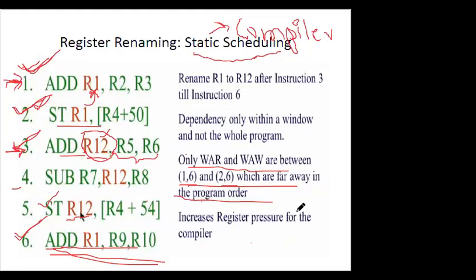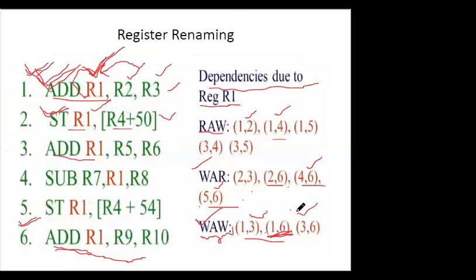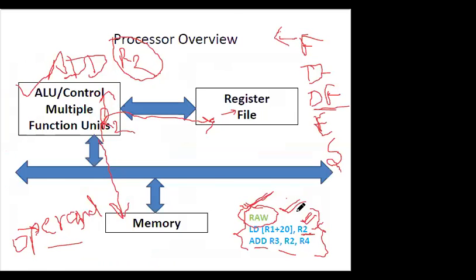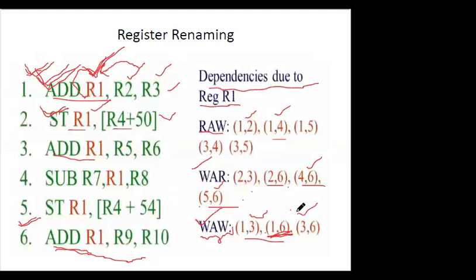So this was a part of static scheduling, and static scheduling is being done by the compiler. So there were two processes: one was operand forwarding, the other one was register renaming, to solve these hazards or to address these hazards.